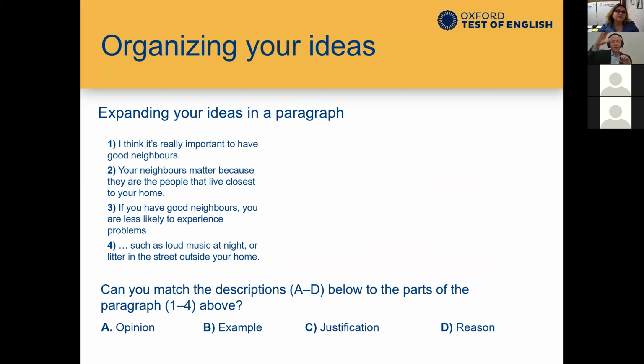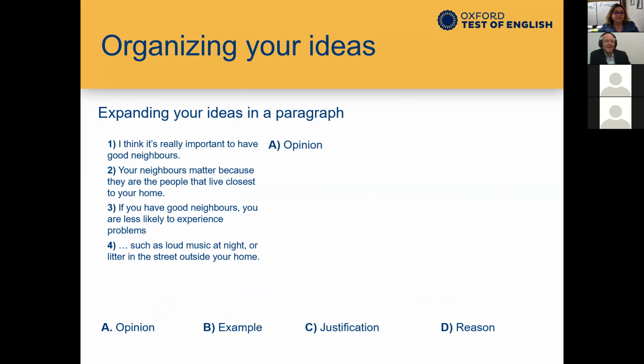Now, each of these ideas corresponds to a particular sort of function or concept. At the bottom, can you match the descriptions to the part of the paragraph? So here we have A, B, C, D. We have opinion, example, justification, and reason. So paragraph 1, what is that? Is it opinion, example, justification, or reason? Yeah, it's an opinion, isn't it?